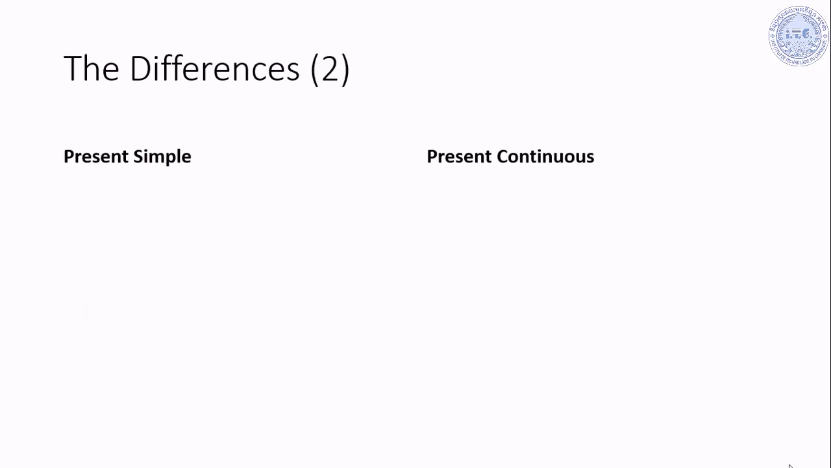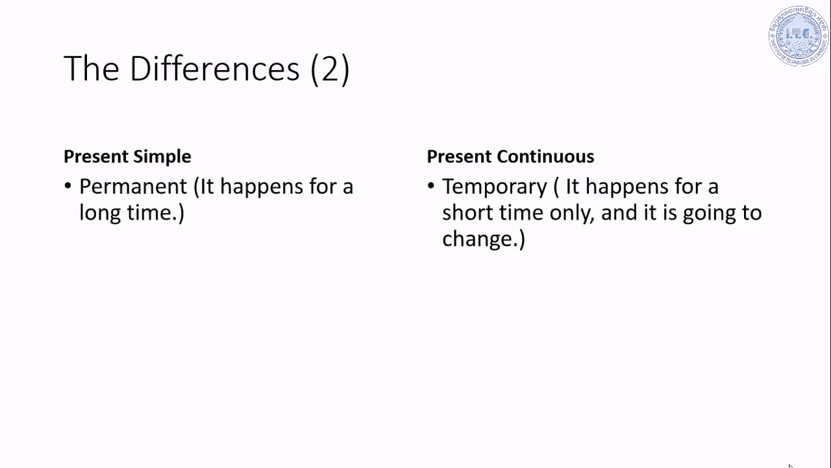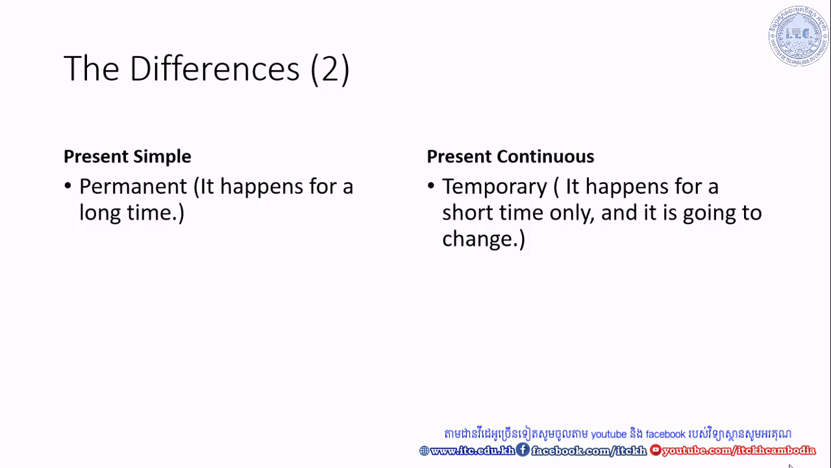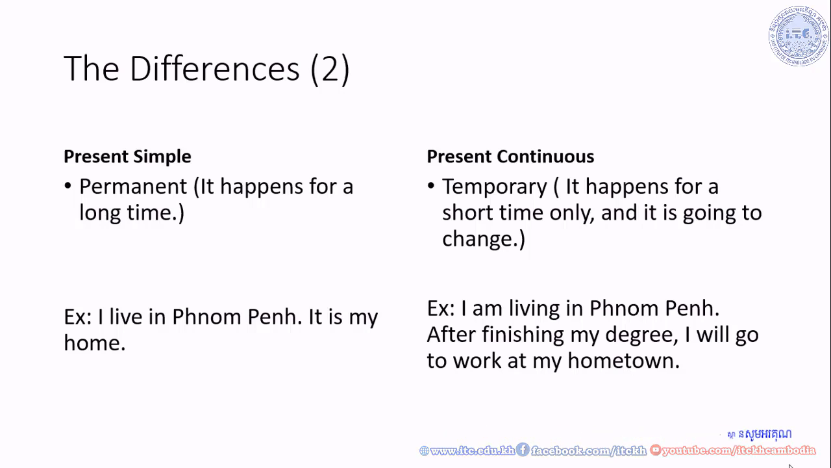The second difference, I'm going to focus on permanent and temporary action. So permanent means it happens for a long time, and temporary means it happens for a short time only, and it is going to change. The key term is this: it is going to change soon. So to be clear, let's take a look at the two examples.